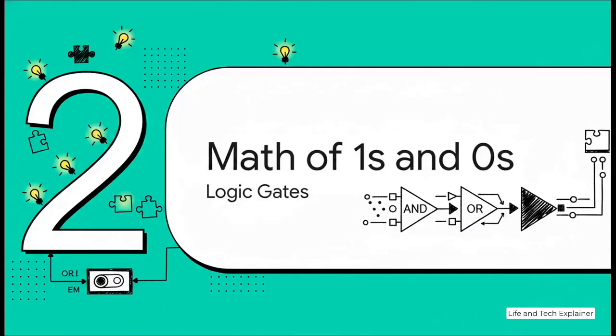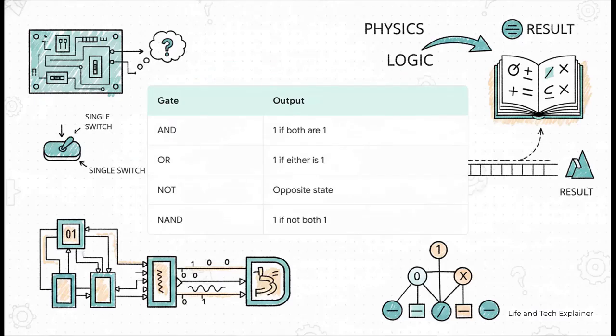Moving on to Section 2, Mathematics of Ones and Zeros. Okay, so how do we use physical switches to do actual math? That brings us to logic gates. And this brilliantly illustrates how we bridge the gap between physics and logic. You see, a single switch, not very smart. But when you wire combinations of transistors together, you get logic gates. You can see the different ones here: the AND gate, the OR gate, the NOT gate, and the NAND gate. These take electrical inputs, those ones and zeros, and output a result based on very specific rules.